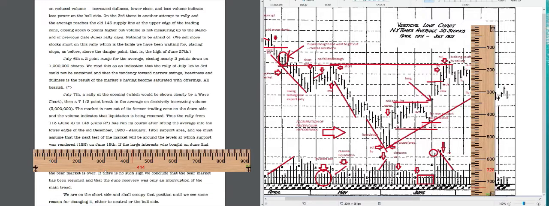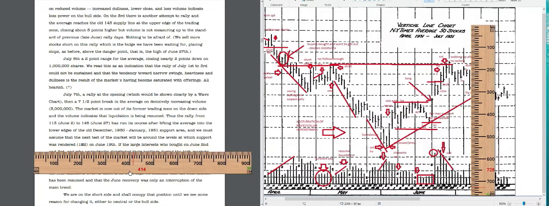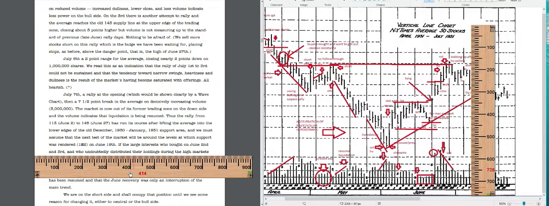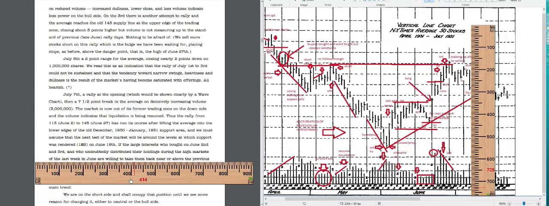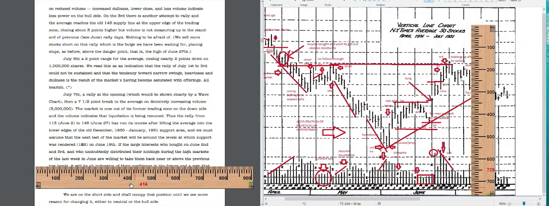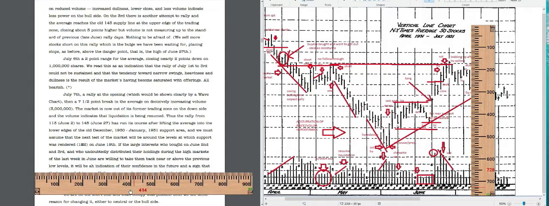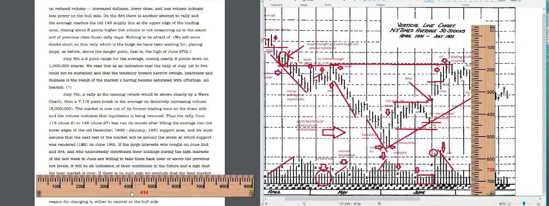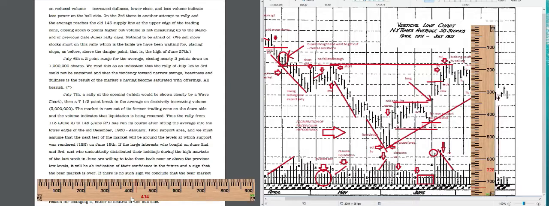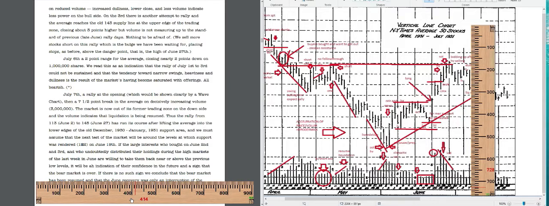And so what are the possibilities? Well, if the market is willing to take them back near or above the previous lows, it will be an indication of continuation of the bull market. Otherwise, it's a problem. So we're looking for whether the support holds or not.